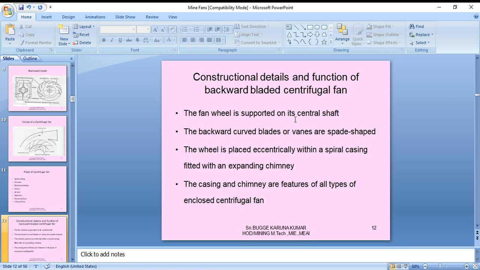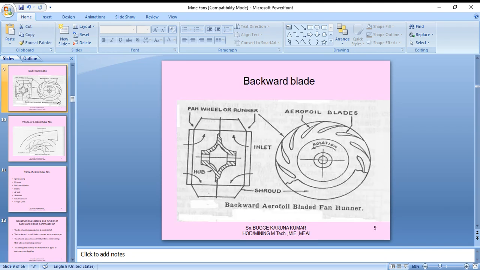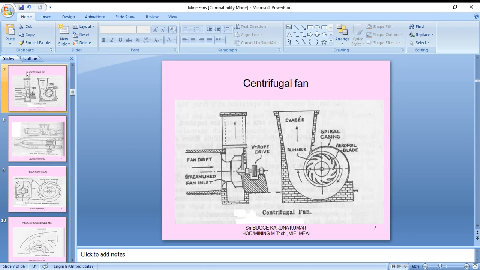So see that the fan wheel is supported on its central shaft. The backward curved blades or vanes are spade shaped. The wheel is placed eccentrically within the spiral casing, fitted with the expanded chimney. The casing and chimney are features of all types of enclosed centrifugal fans. Here we can observe these things. These are the airfoil blades in our impeller. This is the rotor, and similarly you can observe the key easily. This is the evasé, an expandable outlet.